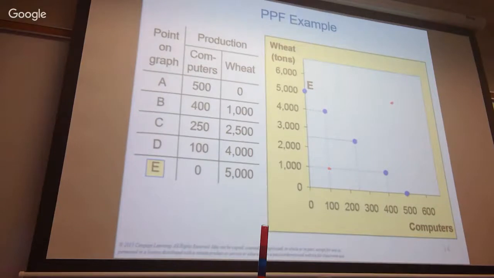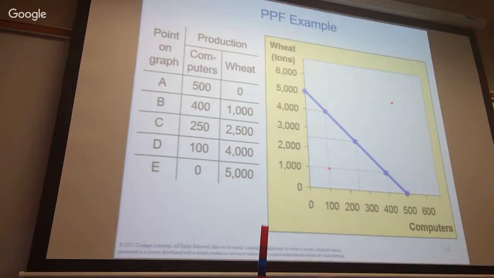Make sense? All right, and then the second property this graph also shows you is what is possible and what is not possible. So for this economy, is it possible to produce 500 computers and 5,000 wheat? Is it possible?